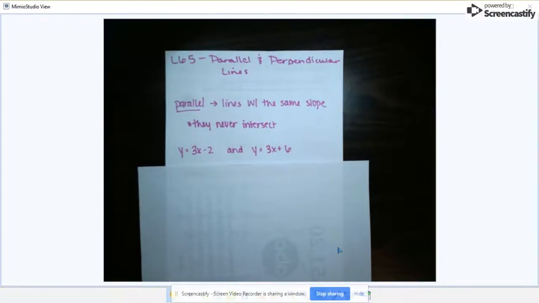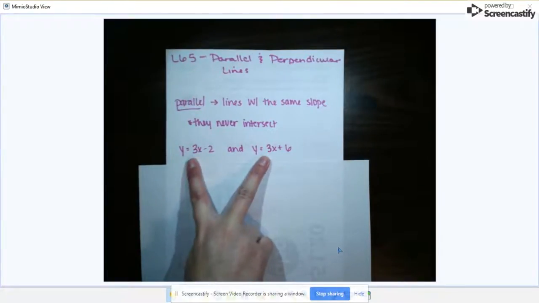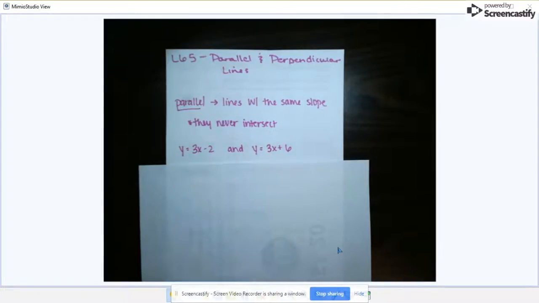Well, in order to test, you look at their slopes. If they have identical slopes, which in this case they do, then yes, they're parallel. So yes, these are parallel because they both have a slope of 3.